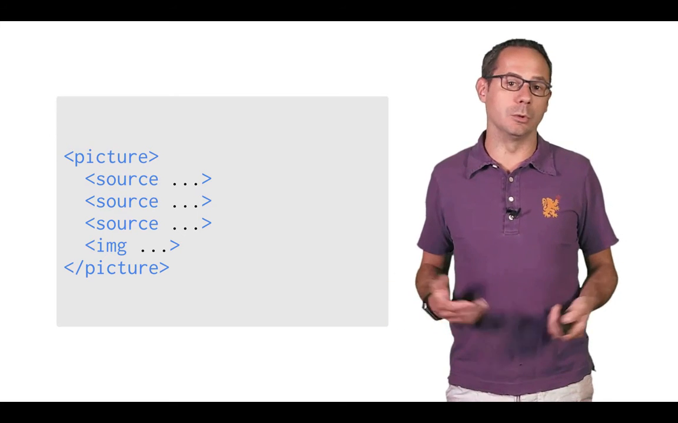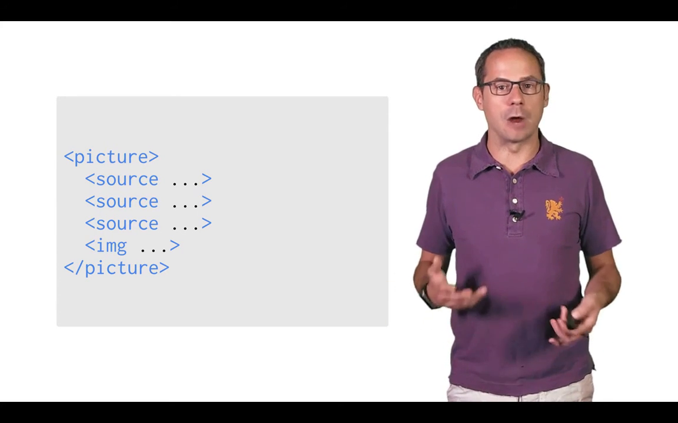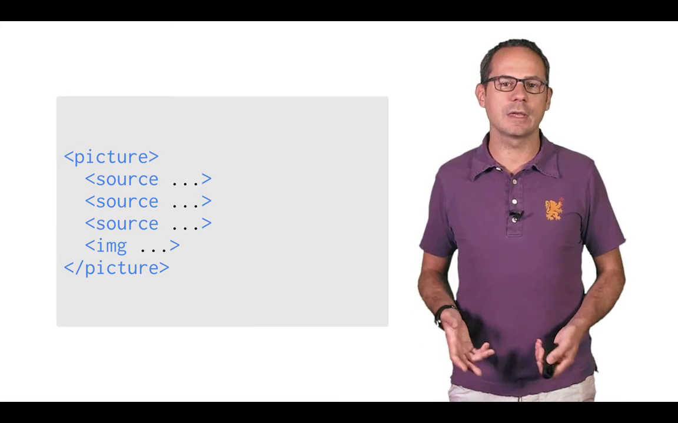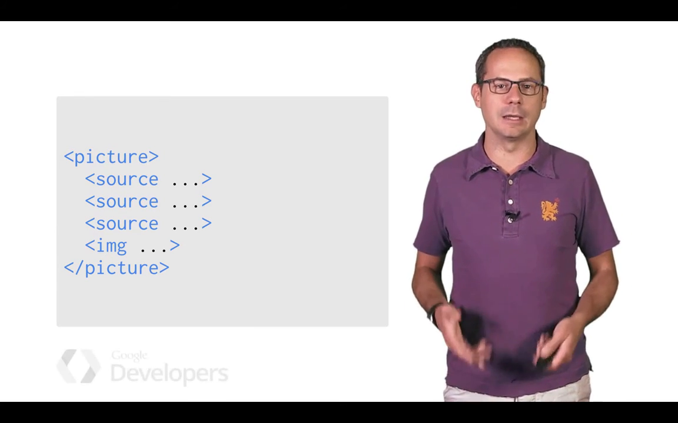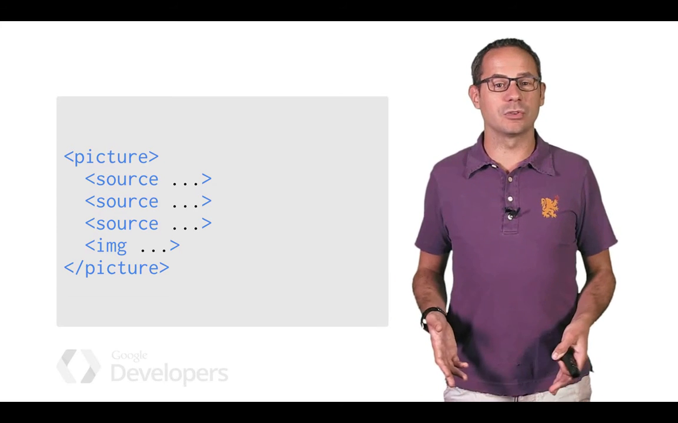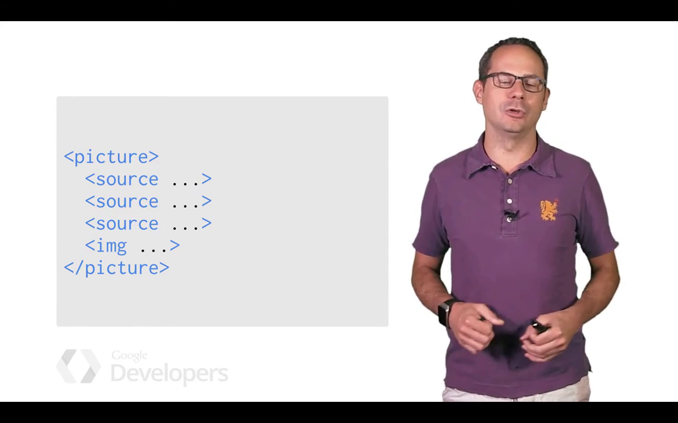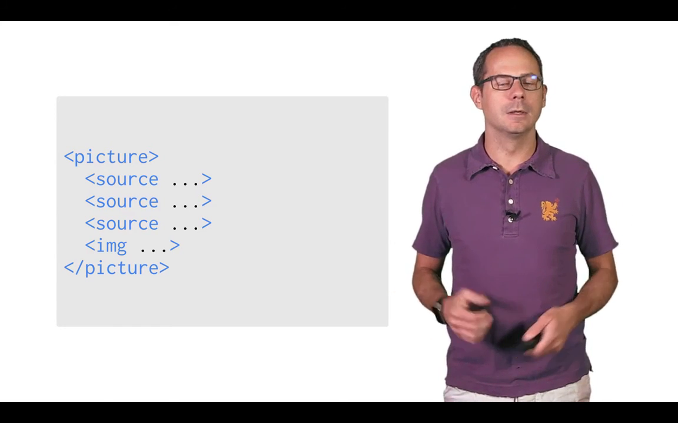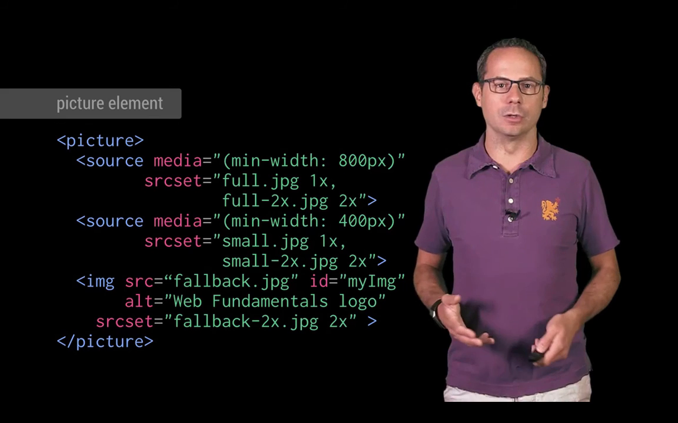You also need to include an image tag. The browser enumerates the list of sources and checks the rules. As soon as it gets a match, it'll use that image. If no source tags are matched, or if picture isn't supported, the browser uses the image tag. Perfect for backwards compatibility. Let's take a look at this in action.